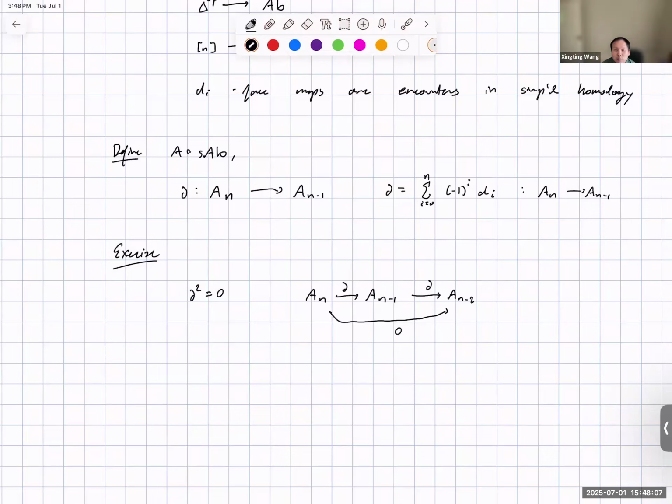Can I ask a quick question? I always have this question: you have two sets of maps, the d_i and s_i. You use d_i to form a differential. So what will the s_i help you gain in information about the complex? Is it additional structure you don't use for the complex?